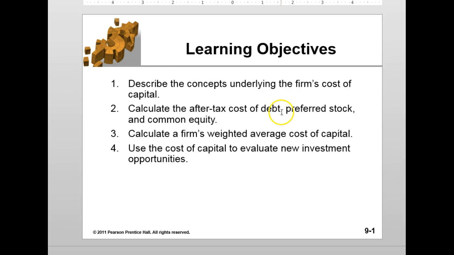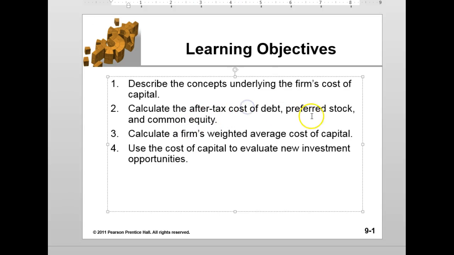What we're measuring is a firm's cost of capital, and we're going to calculate the after-tax cost of debt, preferred stock, and common equity. Then we're going to combine those per their percentage and come up with the weighted average cost of capital, WACC. And then we'll use it to evaluate companies and what their cost is. You can also use it for new investment opportunities.